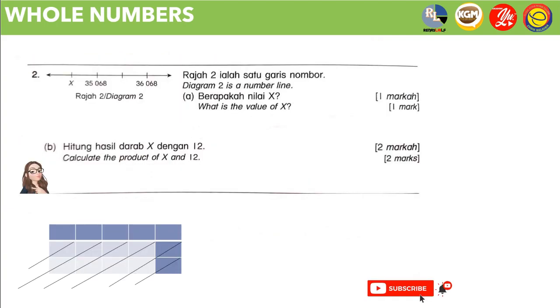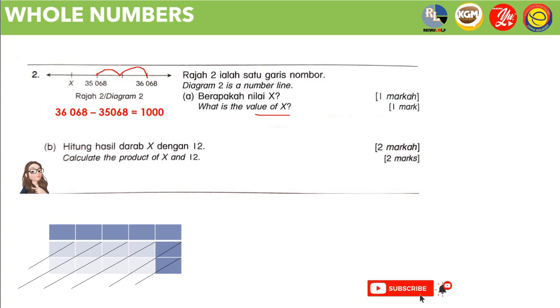All right, let's look at number 2. Diagram 2 is a number line. What is the value of x? Before we can find x, we need to know whether this number line is count on or count down, and then what is the amount of the count on or count down. So what we need to do is find the count on and count down between these two numbers. The first thing is we're going to minus the big number minus the small number.